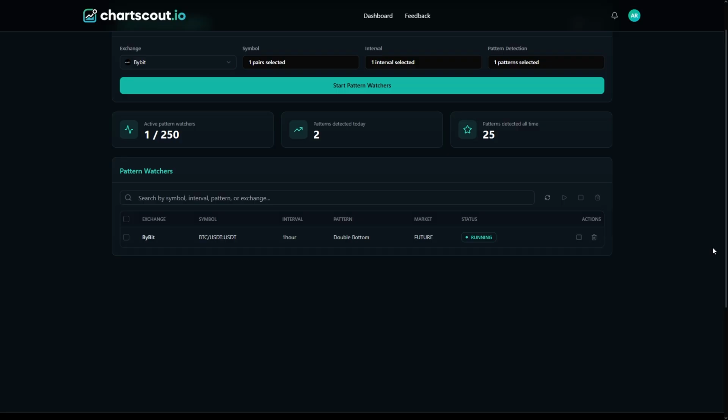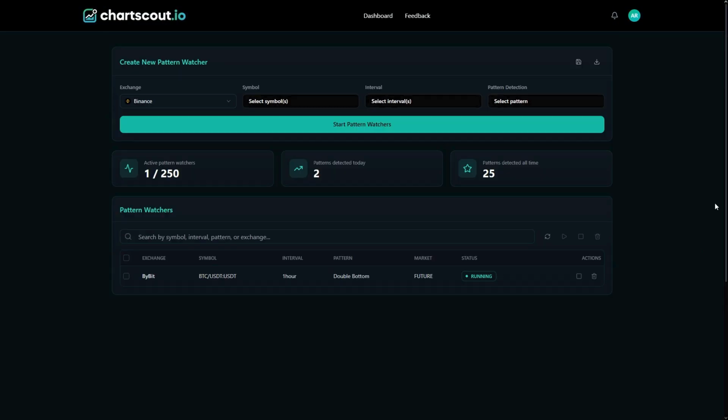And this is where the pro plan starts to make sense. You get up to 250 active watchers at once, so you can cover a large slice of the market across multiple pairs, multiple time frames, and multiple patterns at the same time, without any of it requiring your attention until something is actually found. The platform supports 20 chart patterns in total, across reversal, continuation, and wedge categories, plus a few technical indicator-based detections. So there is a lot of flexibility in what you can scan for.